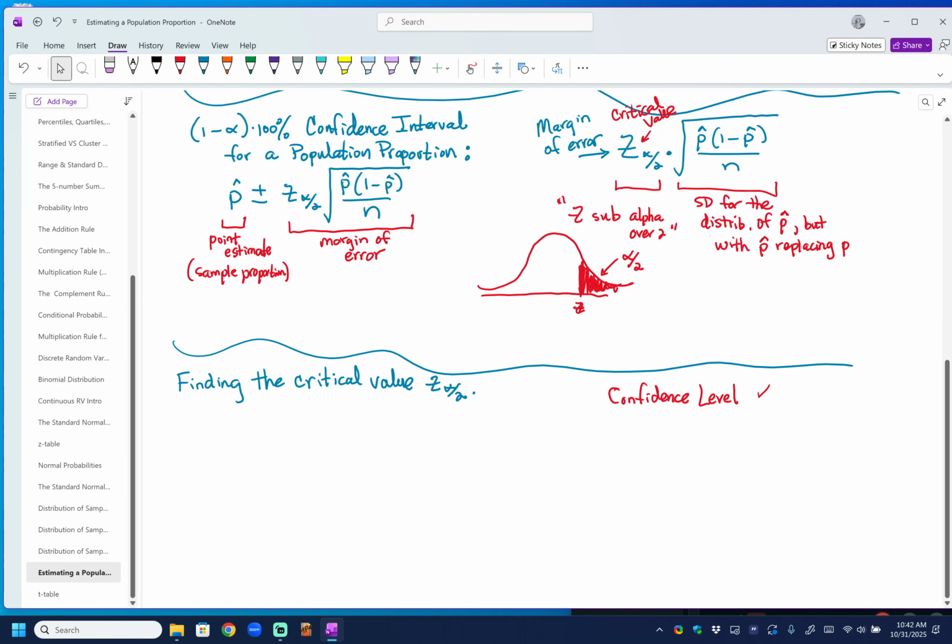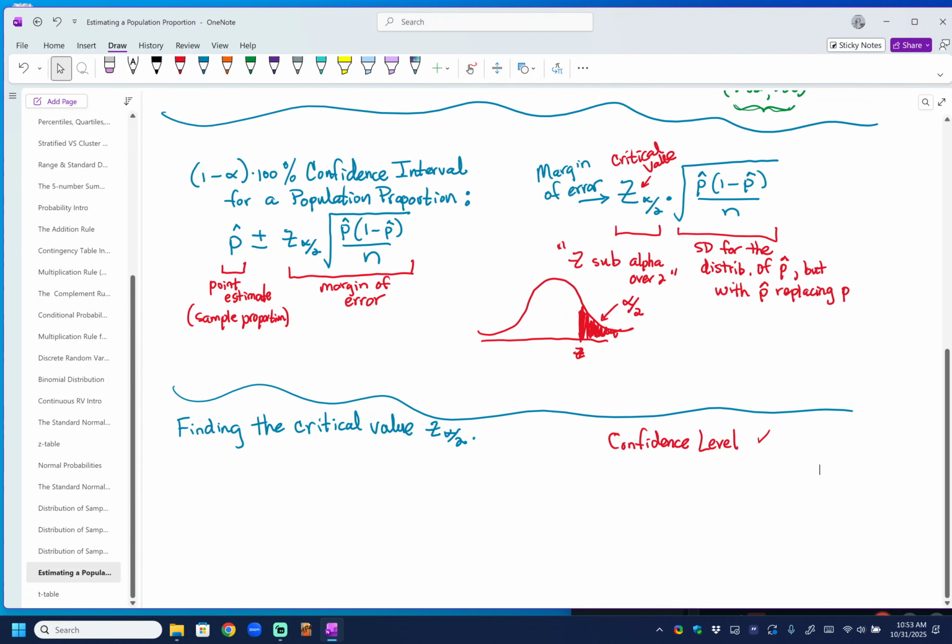So really, the big question here is, how does knowing the confidence level have anything to do with the critical value? Well, it would be very useful for us to know the value of alpha. Why? If we knew the value of alpha, then we could plug it into that little subscript right there. We could divide it by 2, and that would tell us the upper tail area of this value of z.